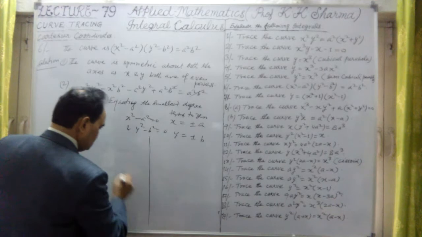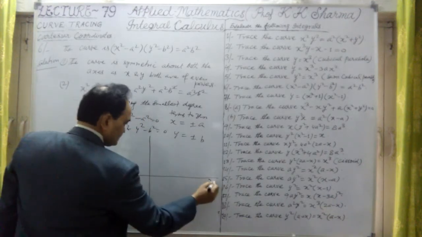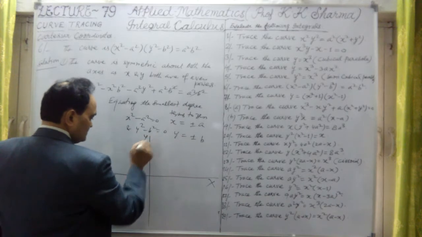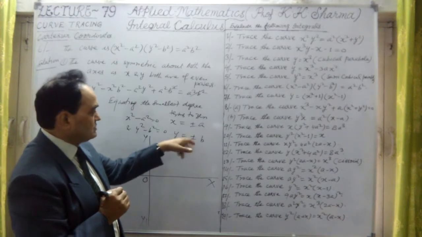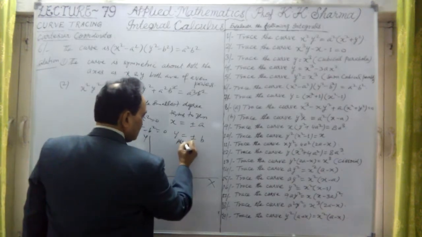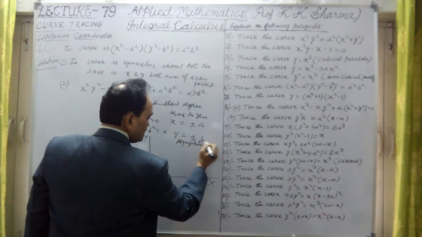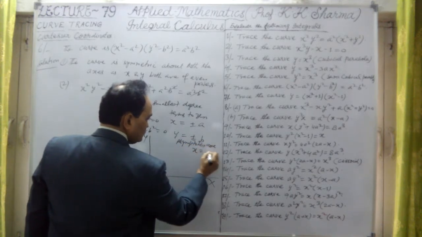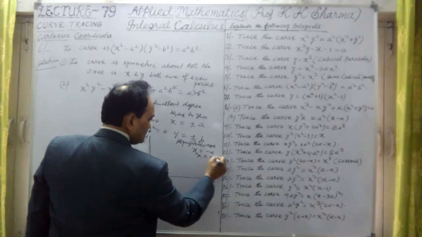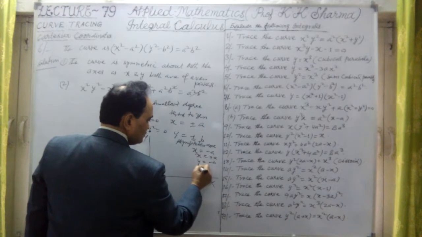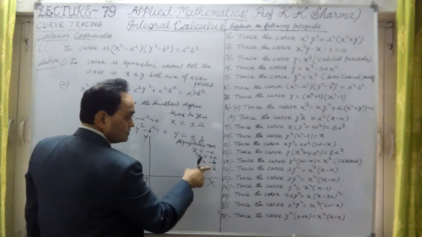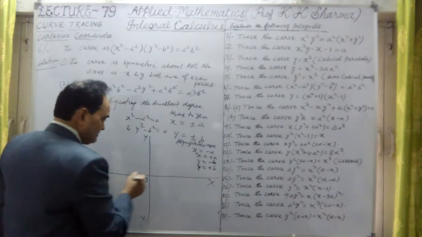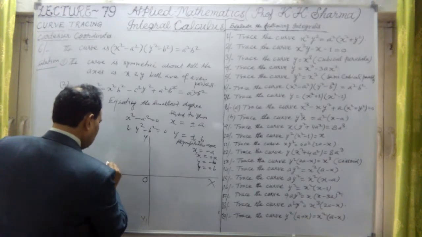Okay, these are the x-axis and y-axis. This is the x-axis here, and this is the y-axis, origin here. Now, here are the asymptotes. The asymptotes are x equal to minus a, x equal to plus a, y equal to minus b, and y equal to plus b. But the values are not equivalent to a and b. So if I draw y equal to a, y equal to b here, let me take this with b.